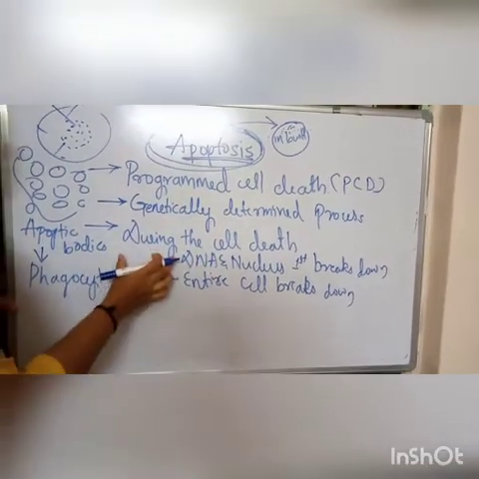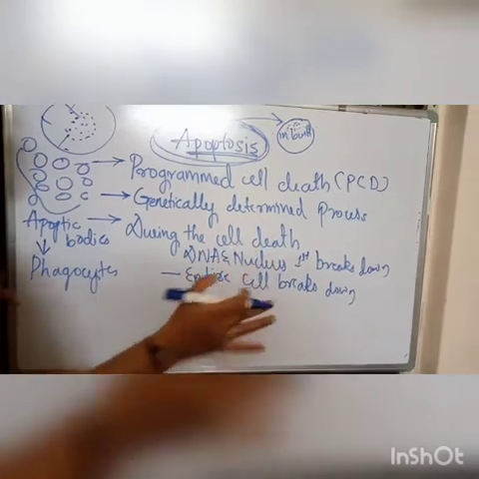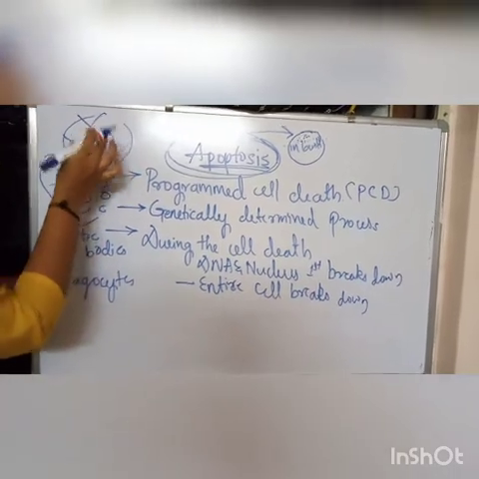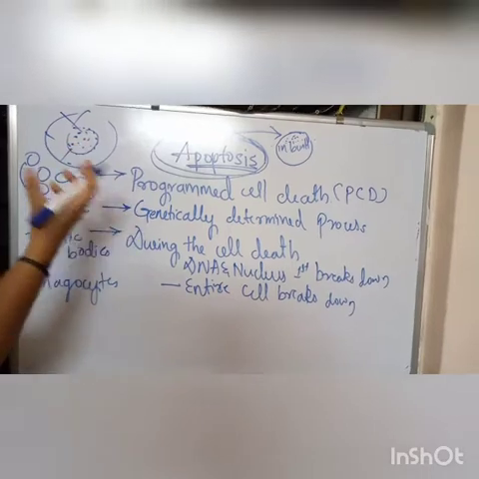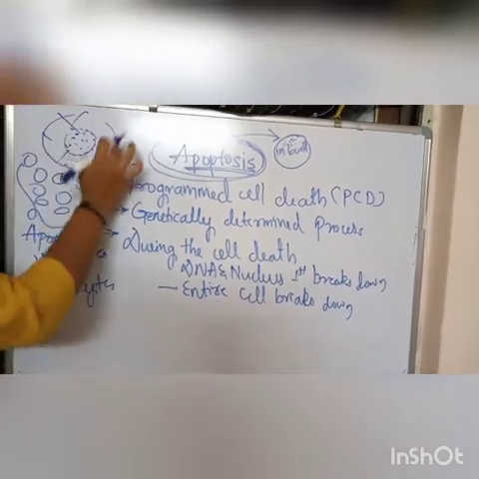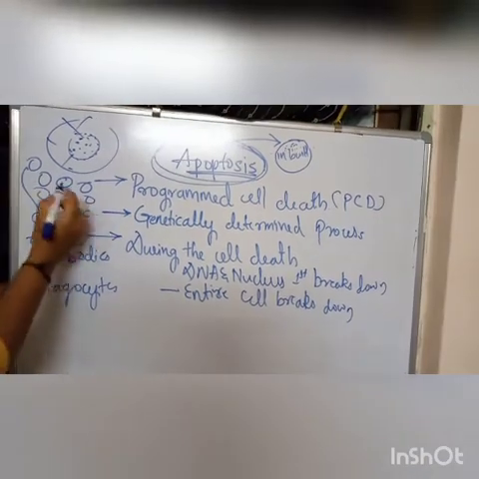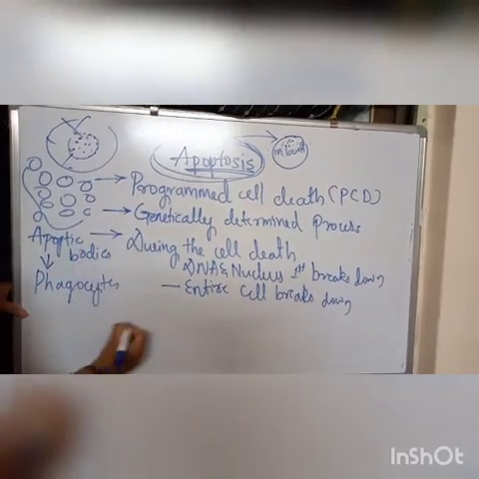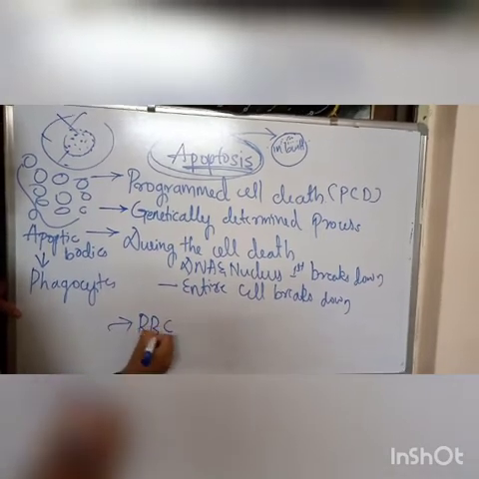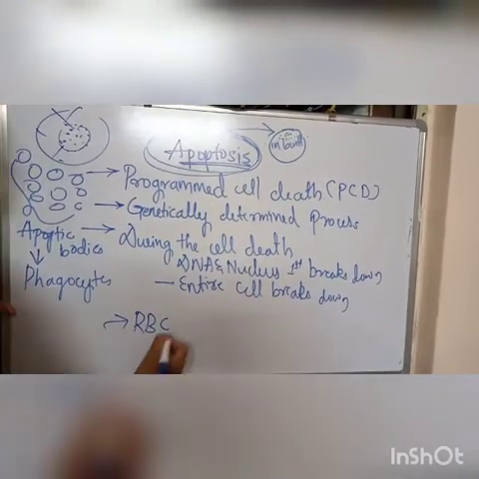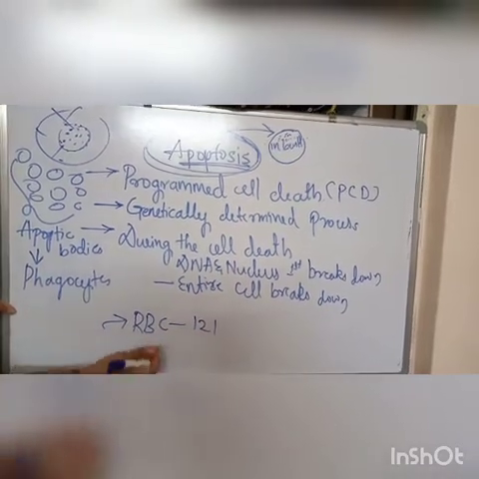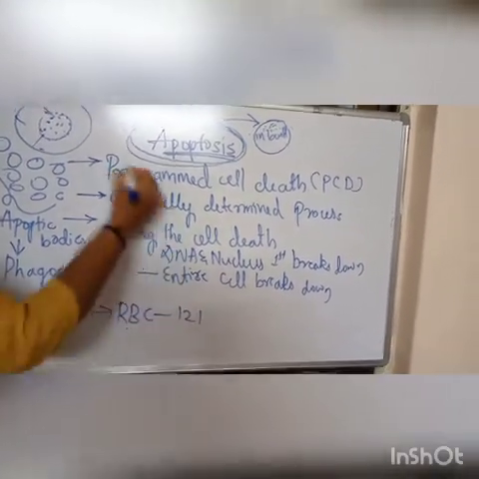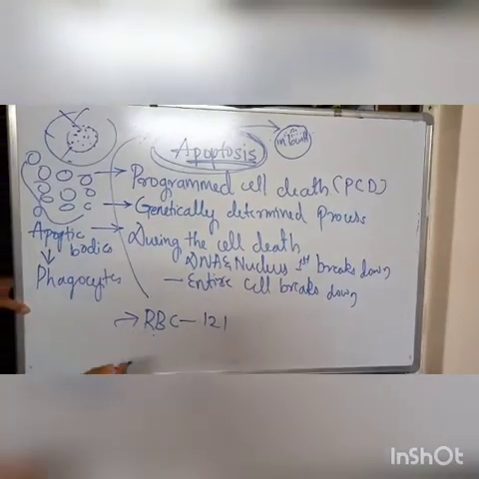During apoptosis, DNA and the nucleus first break down. Consider, here is the DNA and the nucleus. This DNA condenses and the nucleus breaks into smaller pieces. Later the entire cell breaks into smaller pieces. These pieces are known as apoptotic bodies, which are later engulfed by the phagocytes. An example for this apoptosis is RBCs. The lifespan of RBCs is 120 days. After 120 days, the red blood cells go through the process of apoptosis.